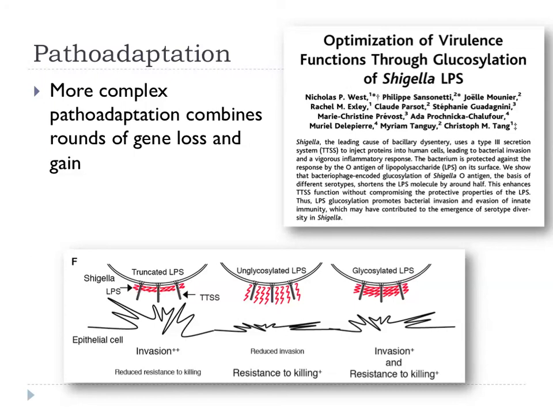So what they've done is they actually create a variant form of the lipopolysaccharide, which is shorter, closer to the surface, allows the type 3 secretion system to be deployed, but also provides the resistance to killing. So this is a kind of complex way in which these two different features of the cell surface interact to give us a virulence phenotype, which is distinctive and different from the ancestral state.